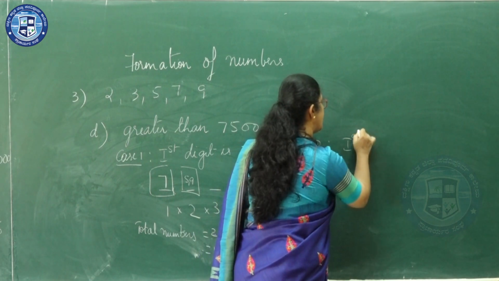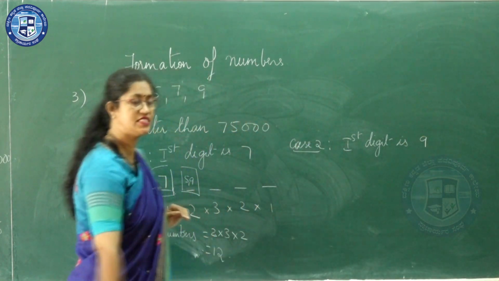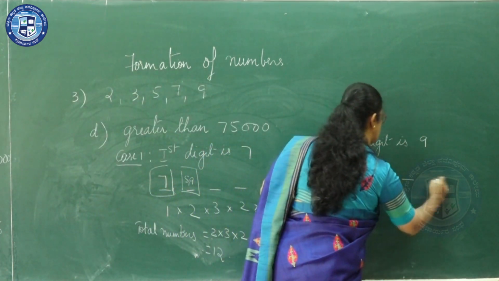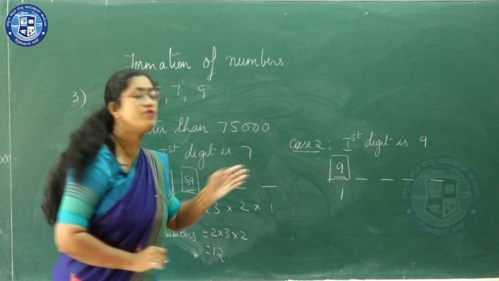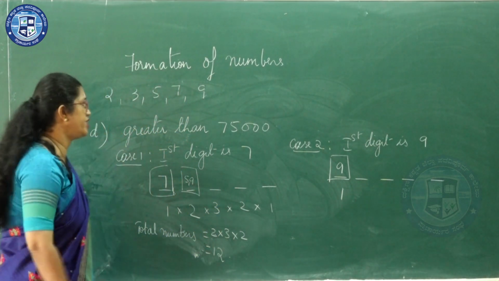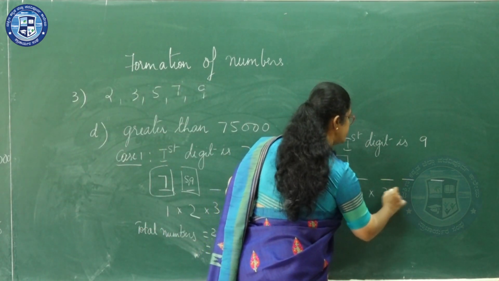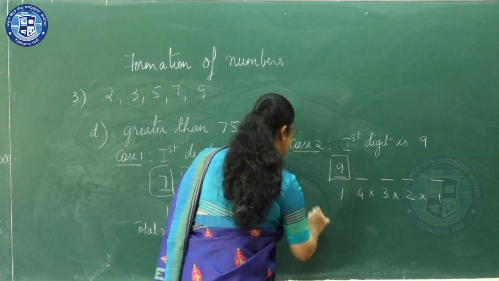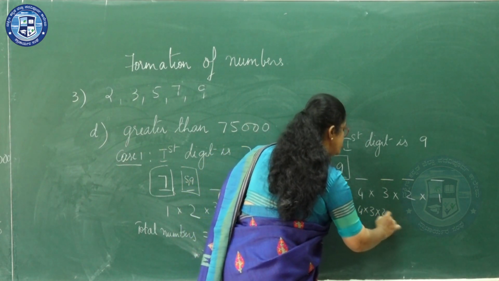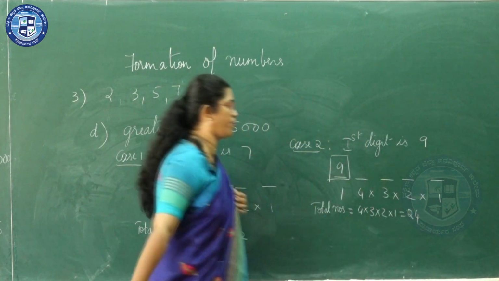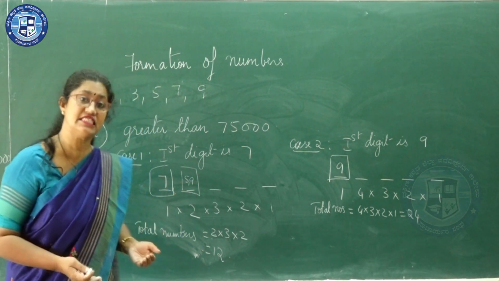Case 2 is when the first digit is 9. When the first digit is 9, this restriction, this can be filled only in one way. What about the remaining 4 places? They don't have any restriction. 9 is gone, 4 numbers are remaining, same logic, 4, 3, 2 and 1. So here you get the total numbers equal to 4 into 3 into 2 into 1, which is equal to 24.